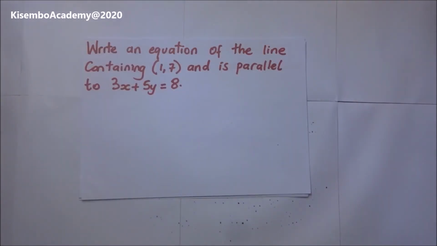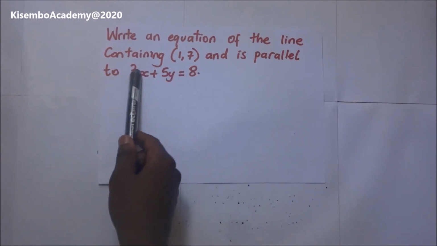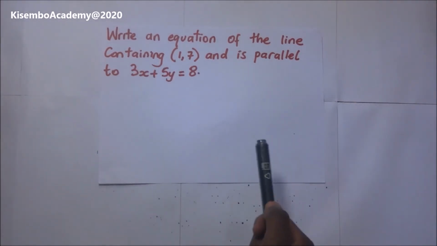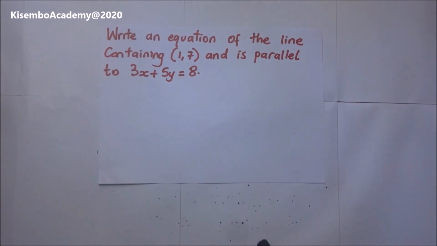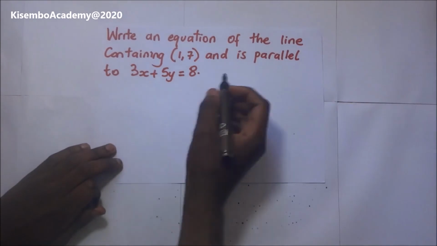So to illustrate that further, we have a question here. Write an equation of the line containing (1,7) that is parallel to 3x + 5y = 8. First of all, we know that parallel lines have the same gradient. So we are going to first rewrite this equation in the form y = mx + c, so that we are able to tell the gradient of this line. So this is the line we want.